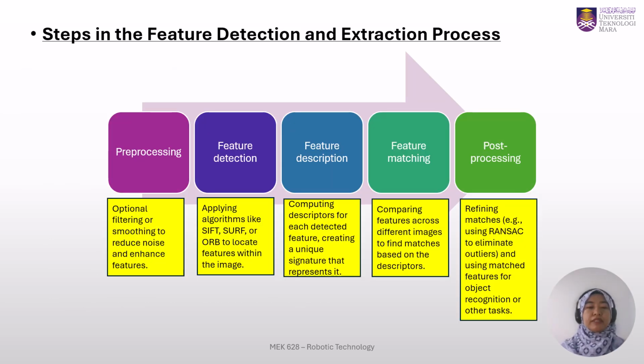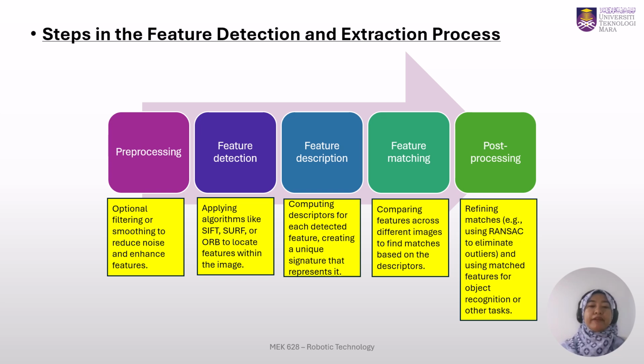And see, this is the normal way of feature detection and extraction process. So it has 5 basic steps. The first one, you have to pre-process the image. Okay, and then you have to detect the feature, and then you have to describe the feature, and then you have to match the feature with the image in the database, and then you have to do the post-processing. Okay, meaning that you have to refine the matches.